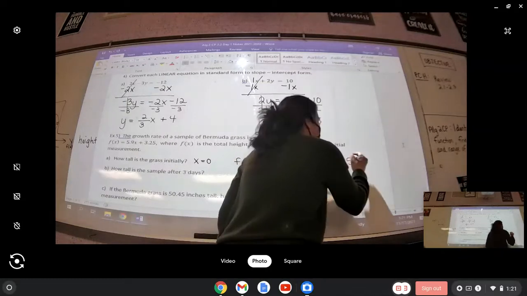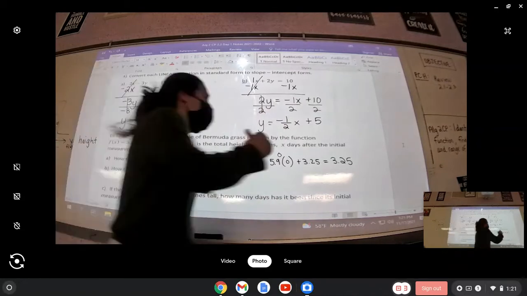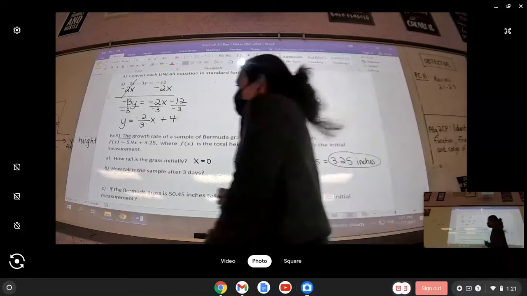So that means the grass initially starts, when they started all this, the grass was already 3.25 inches tall. So that's the initial height of the grass.